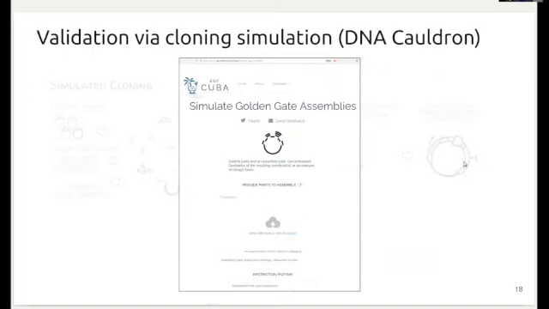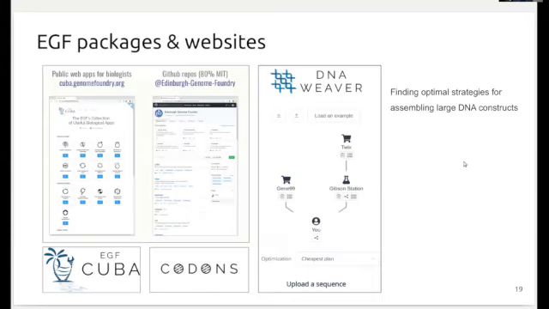And we have provided a web interface for most of this software, which can be found at cuba.genomefoundry.org. We have about 20-something apps that provide a non-bioinformatician, user-friendly interface for many of these apps, addressing different aspects of the assembly procedure.